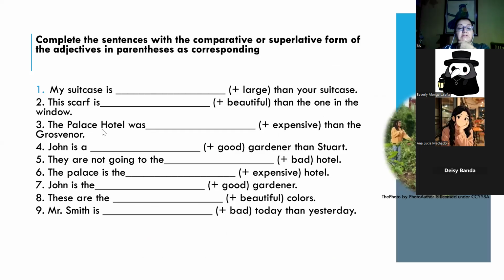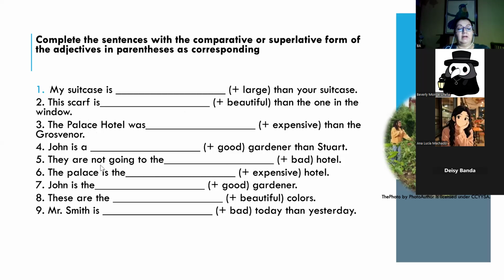So, the Palace Hotel was more expensive. Ajá. ¿Está comparando dos cosas o más? Dos. Ajá. The Palace Hotel and the Grosvenor. So the Palace Hotel was more expensive than the Grosvenor. Ajá. Number 4. John is a better gardener than Stuart.